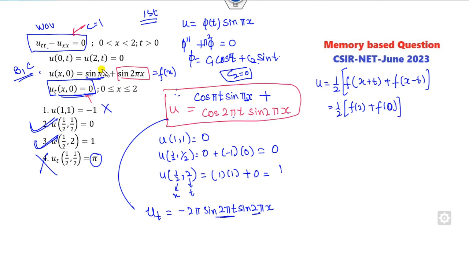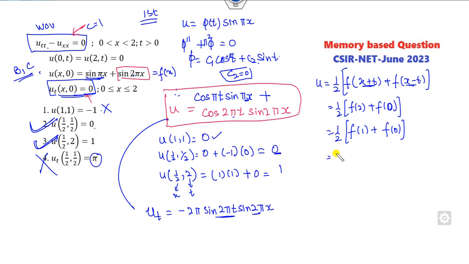So what is f of 2? Sine 2 pi is 0, sine 4 pi is 0. So 0 plus 0 is 0. This is wrong. So u of 1 comma 0 is the 0 answer. Look at this half and half. It is my 1, it is my 0. So f of 1, f of 0. f of 1 is sine pi, which is 0. I again get 0.